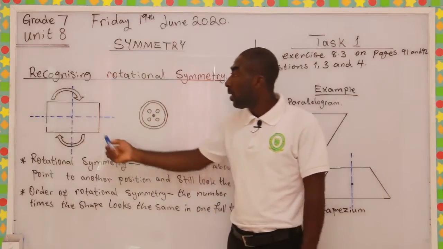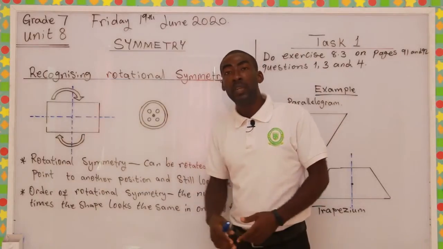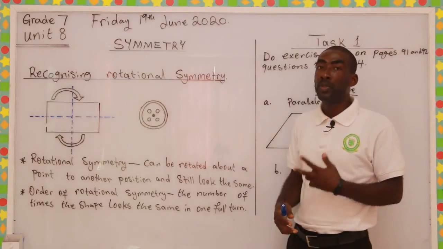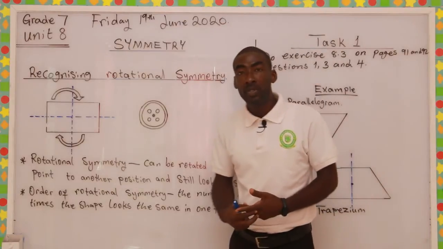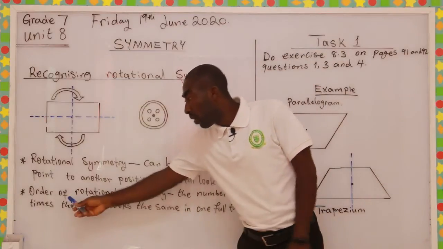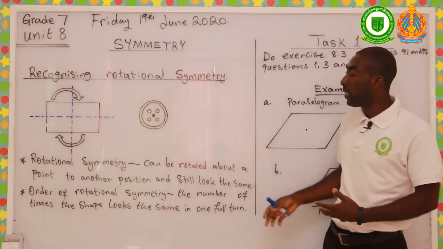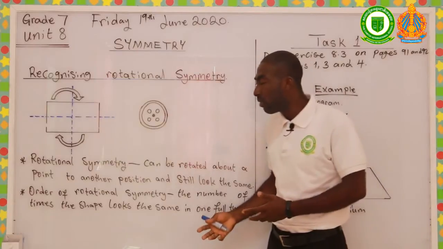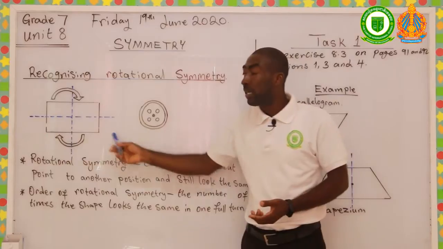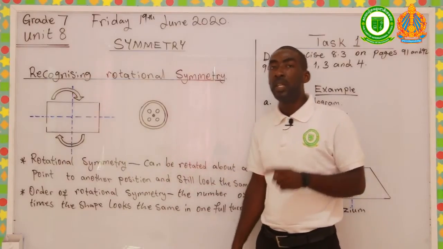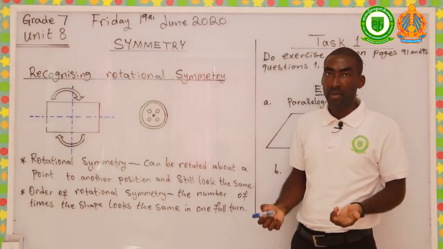We have these two objects here that we're going to use to demonstrate how rotational symmetry happens. With our rectangle, we're saying that a rectangle has order two of rotational symmetry. And what is order of rotational symmetry? Order of rotational symmetry means the number of times an object or a shape turns around and still looks the same. If you have a rectangle, you can move it in two turns and then you have a complete turn of that particular rectangle.